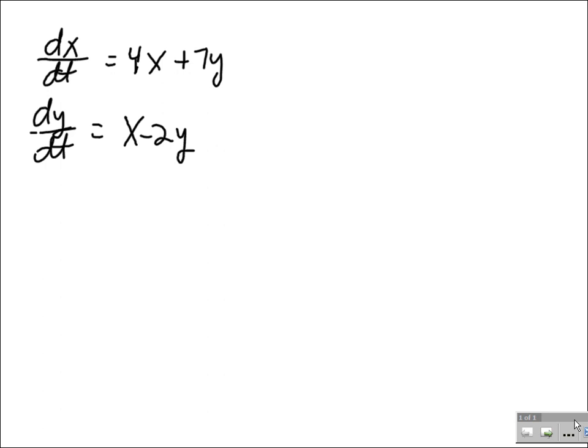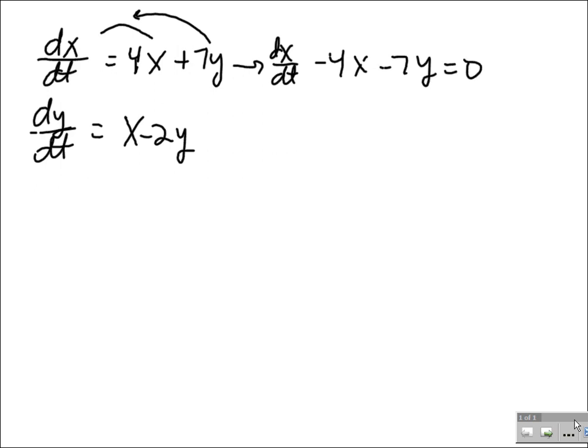First thing we want to do is write this using differential operators, and to get everything but the constant on one side of the equation. So I'm going to bring this term and that term over. So I'm going to get dx/dt minus 4x minus 7y is 0. And of course, dx/dt is just x prime.